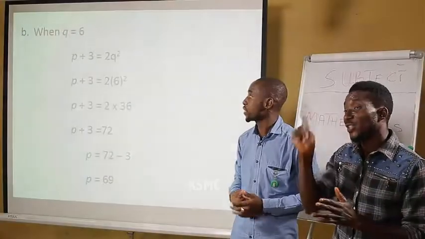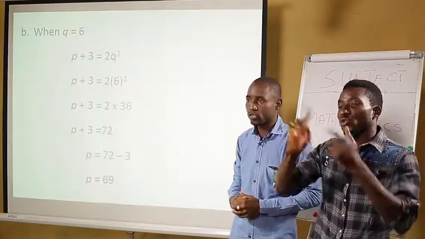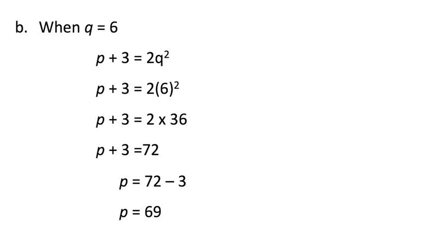B part of the question says we find the value of p when q equals 6. And when q equals 6, all you need to do is to substitute the value of q, which is 6, into the given equation. p plus 3 equals 2q squared. Therefore, p plus 3 equals 2, open bracket, 6, close bracket, squared. 6 squared means 6 times 6, and 6 times 6 is the same thing as 36.